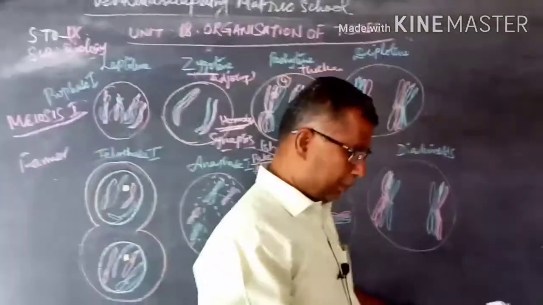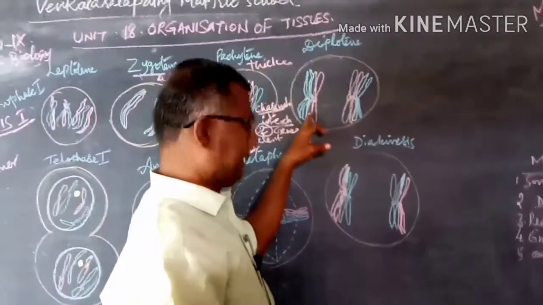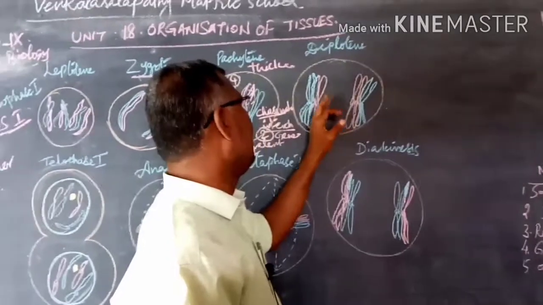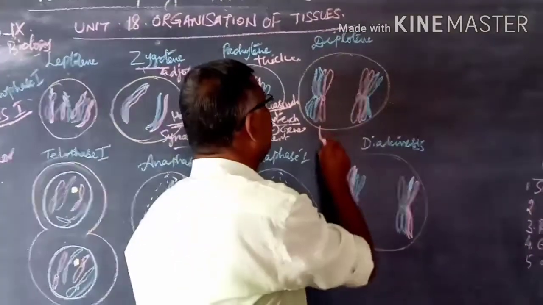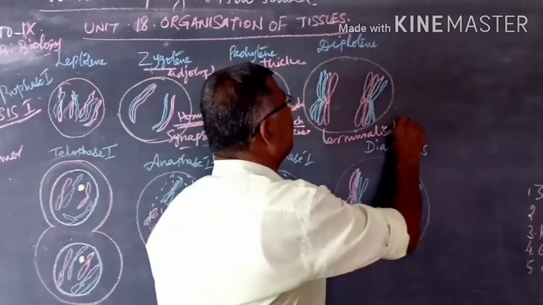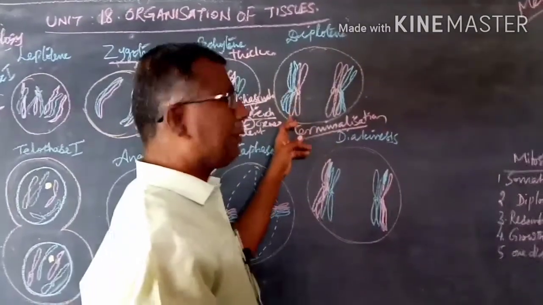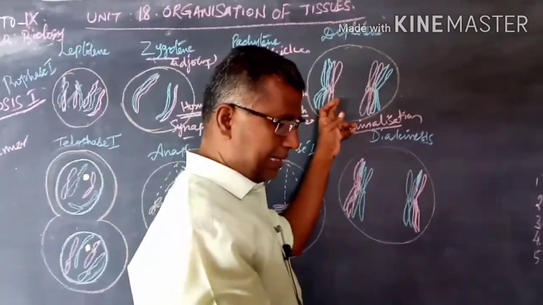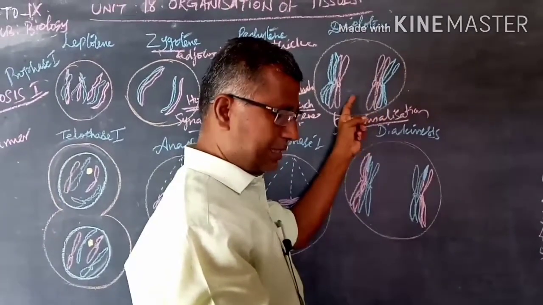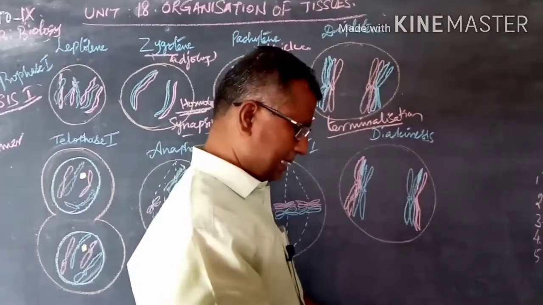Then the next one is the diplotene stage. The chromosomes are separated. That is, the homologous chromosomes repel each other, which is called terminalization. It takes place from any one of its points, either midpoint or end point, whatever it may be. Then the chromosome moves from the centromere towards the end. That is called terminalization.